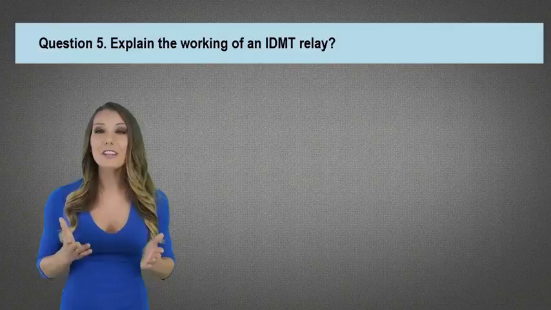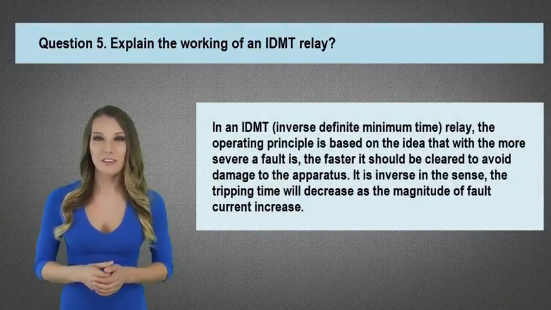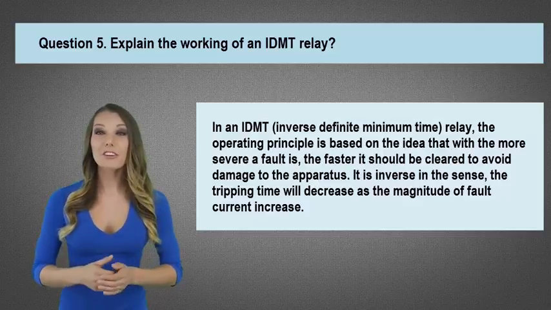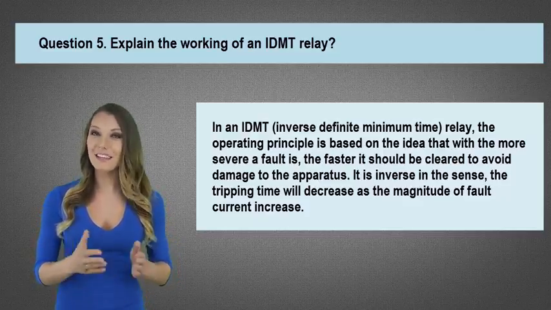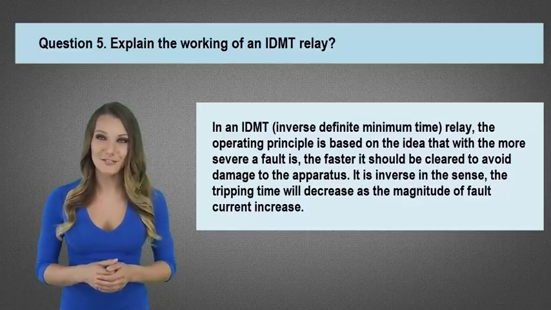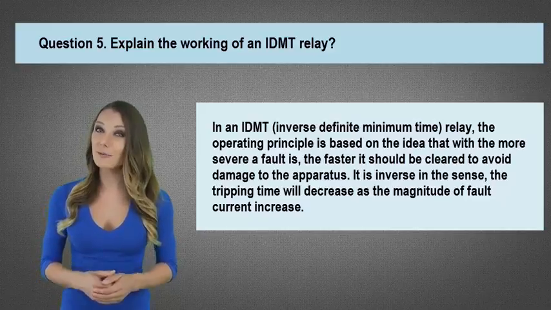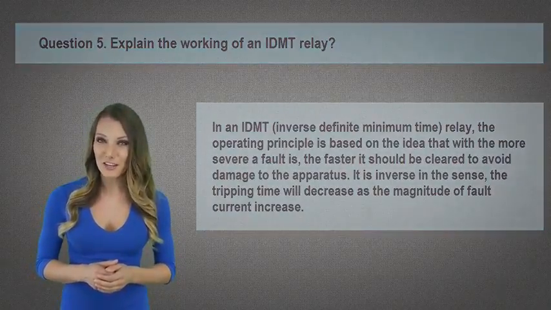Question 5. Explain the working of an IDMT relay. In an IDMT, inverse definite minimum time relay, the operating principle is based on the idea that the more severe a fault is, the faster it should be cleared to avoid damage to the apparatus. It is inverse in the sense that the tripping time will decrease as the magnitude of fault current increases.